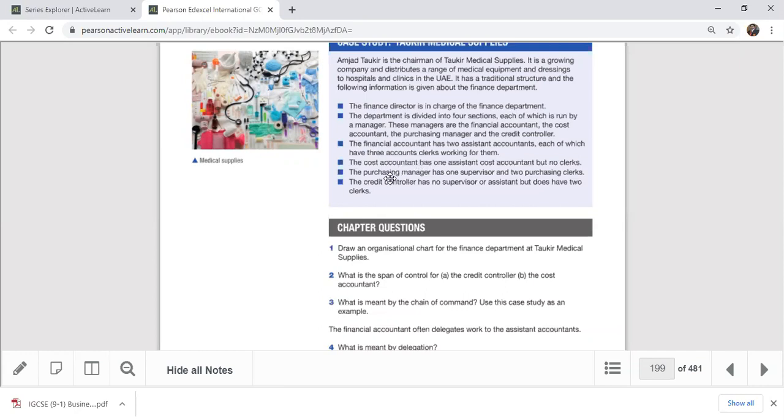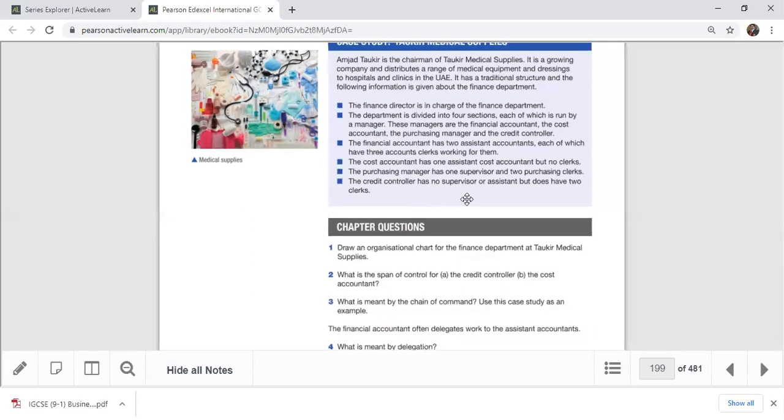The other manager is the cost accountant. The cost accountant has only one assistant cost accountant, but no clerks. So the financial accountant has two assistant accountants, each with three clerks, while the cost accountant only has one assistant cost accountant and no clerks. The purchasing manager has one supervisor and two purchasing clerks. And the last one, the credit controller, has no supervisor or assistants, but has two clerks. So you can see the organization structure.